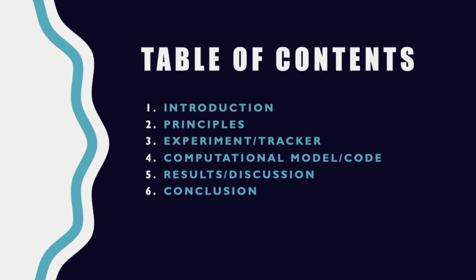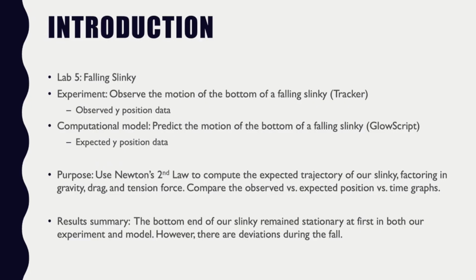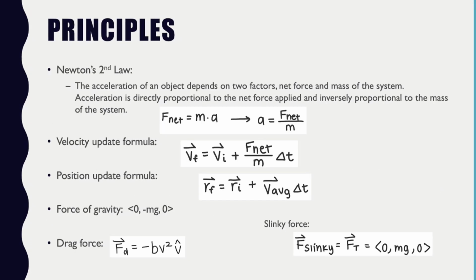This presentation covers 6 sections: Introduction, Principles, Experiment/Tracker, Computational Model/Code, Results/Discussion, and Conclusion. This lab investigates the falling slinky. Using Tracker, we recorded the Y position of the bottom of a falling slinky over time. We then built a GlowScript model to predict the same motion. The key result: both data sets show the bottom stays stationary at first, but deviations appear once it begins to fall.